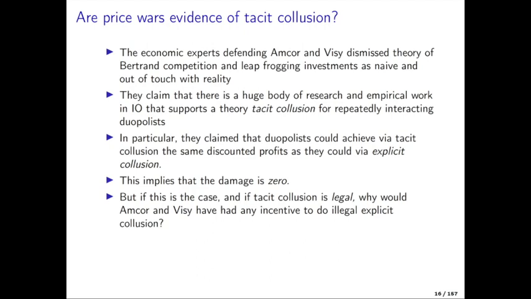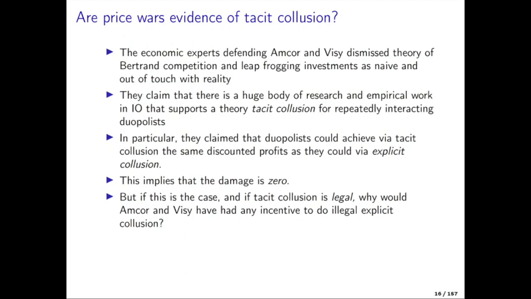investment as being naive and totally out of touch with reality. They claim there's a huge body of research and empirical work in IO that supports the idea of tacit collusion for repeatedly interacting duopolies. So the idea is, Amcor and VC, even without talking to each other, can think what the right colluding price would be, because they are tacitly colluding.